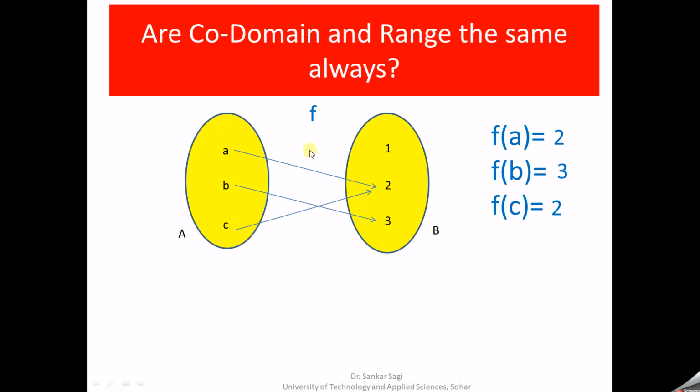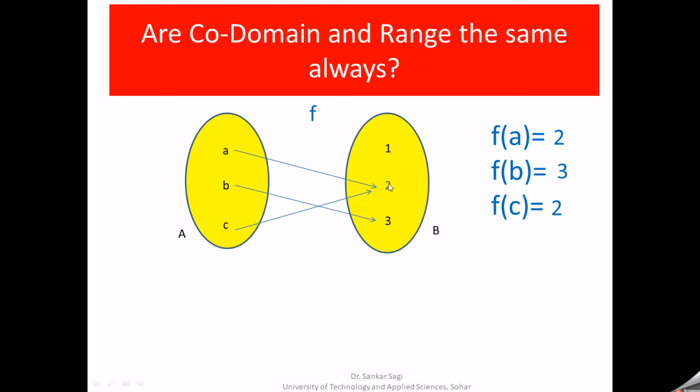Now first verify whether it satisfies the conditions of a function or not. For f to be a function, each element should have an image in the second set. So here A, B, C, all the three elements of the first set have images. And the second condition is that each element should have only one image, a unique image.